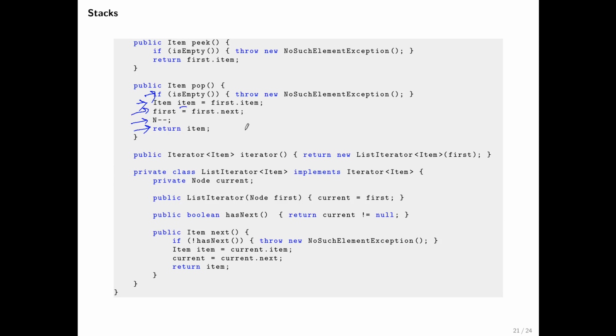And what is the running time of pop? Well, it's also constant, because the way we implement this is by removing something from the head of the linked list, right? Removing from the beginning of the linked list. And that's a constant time operation.